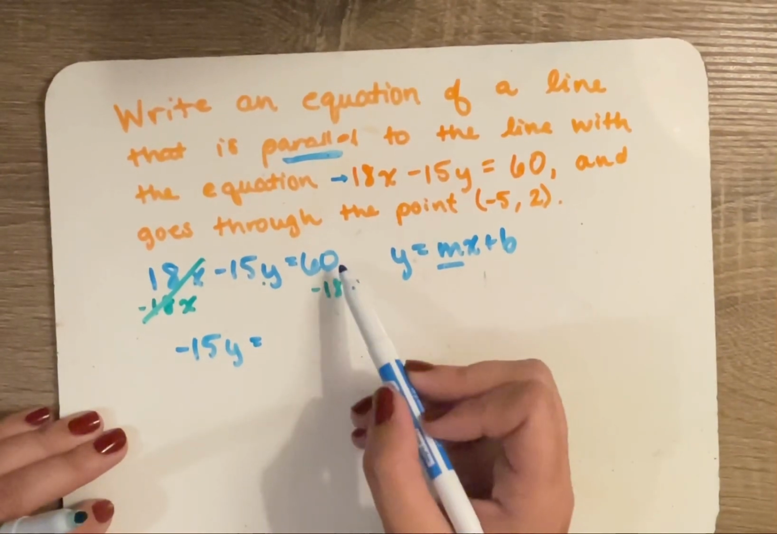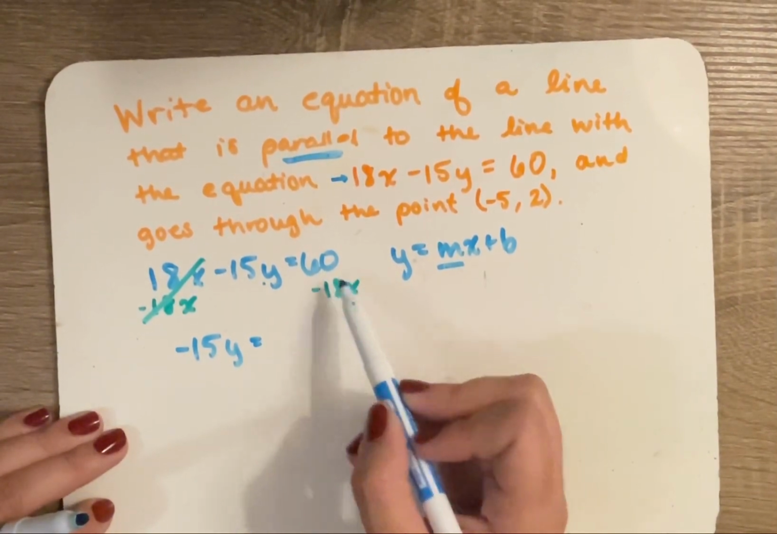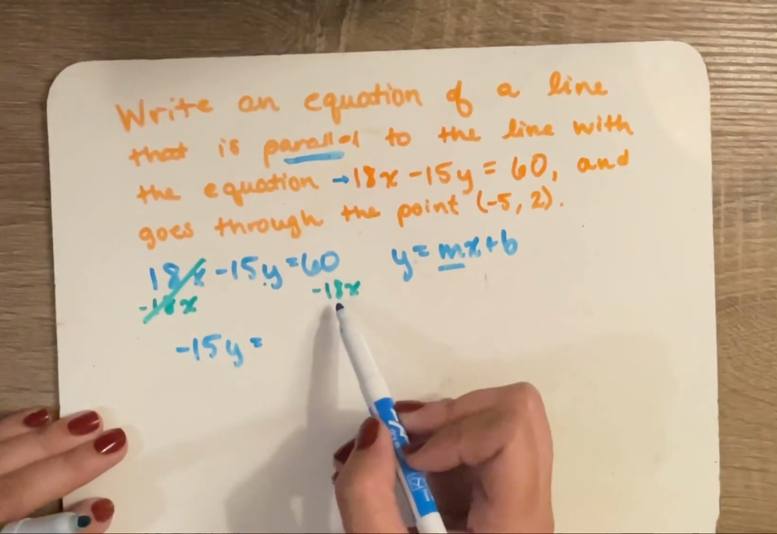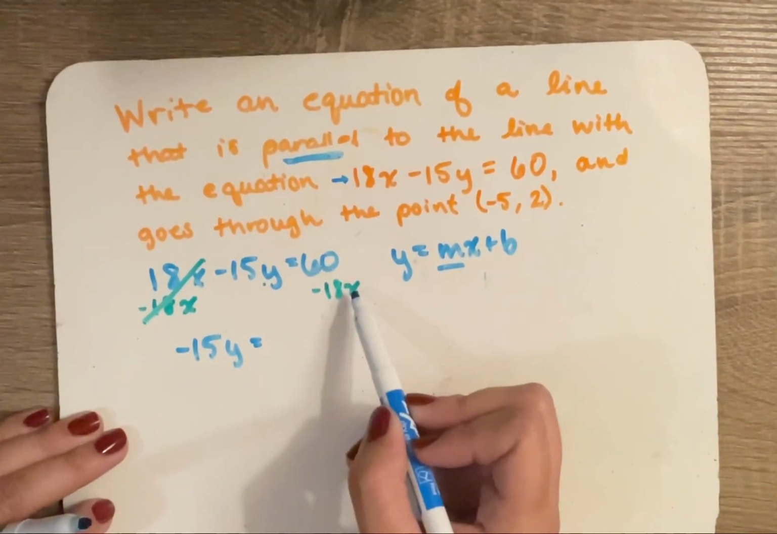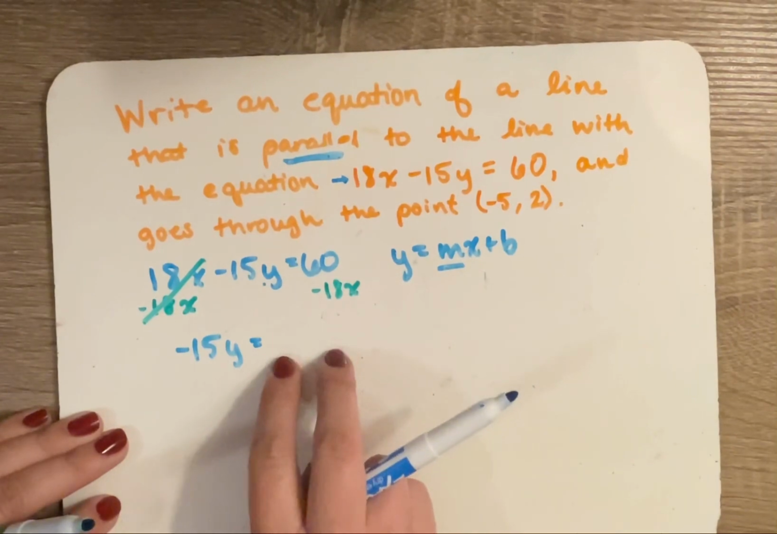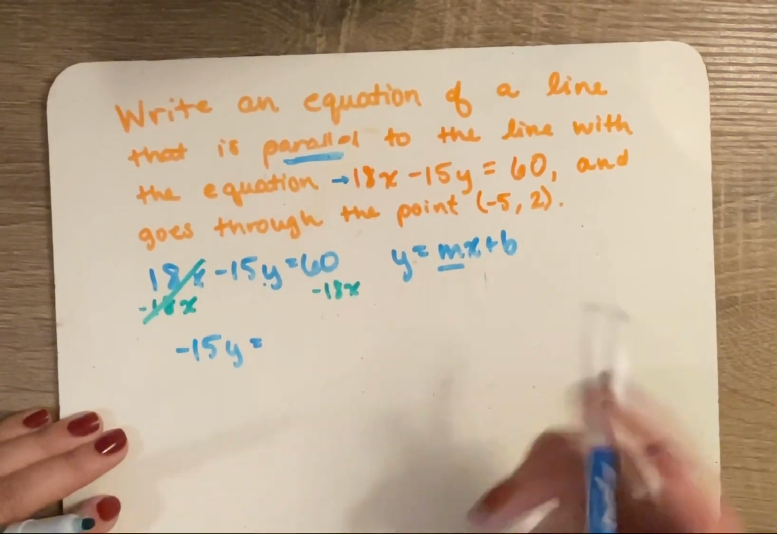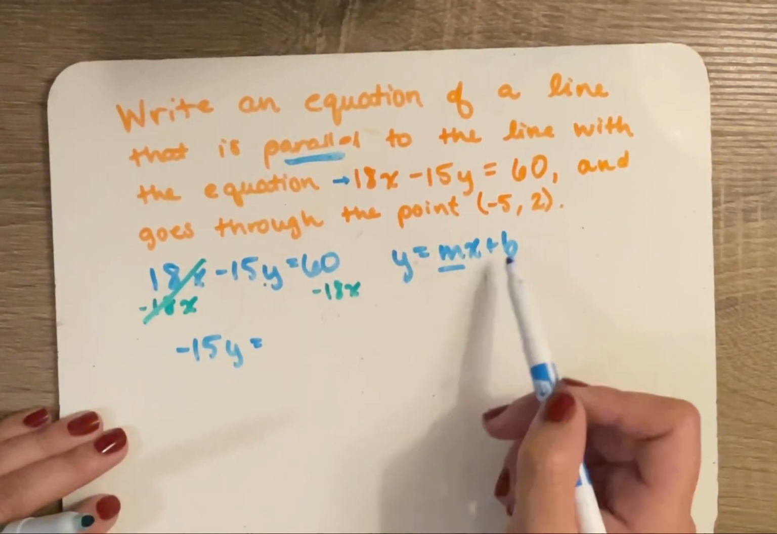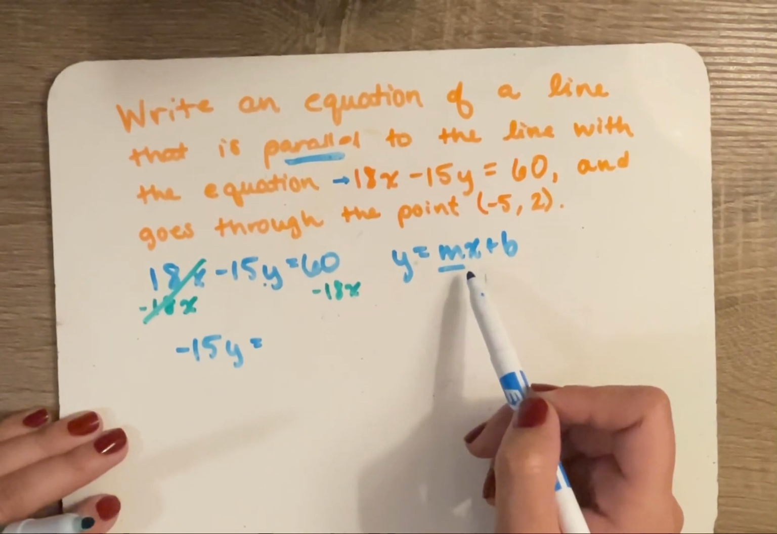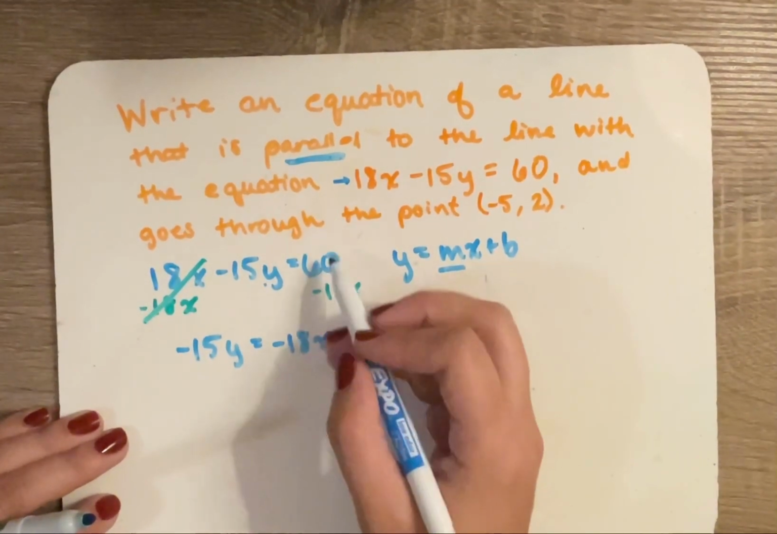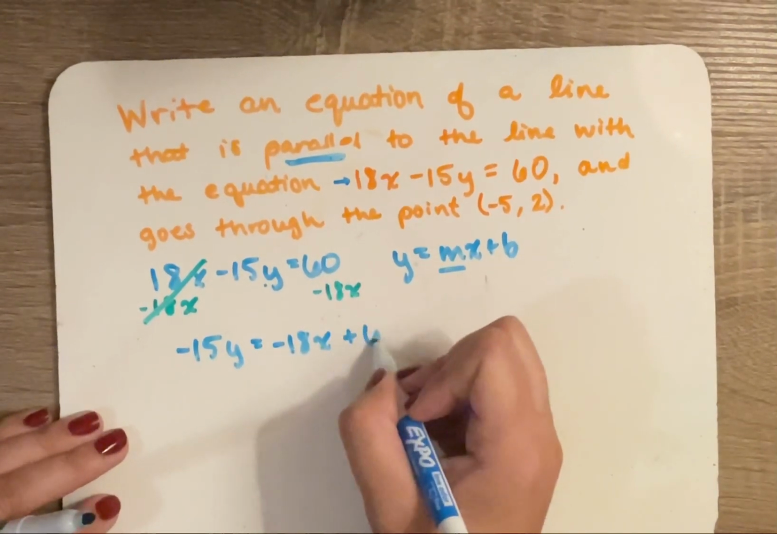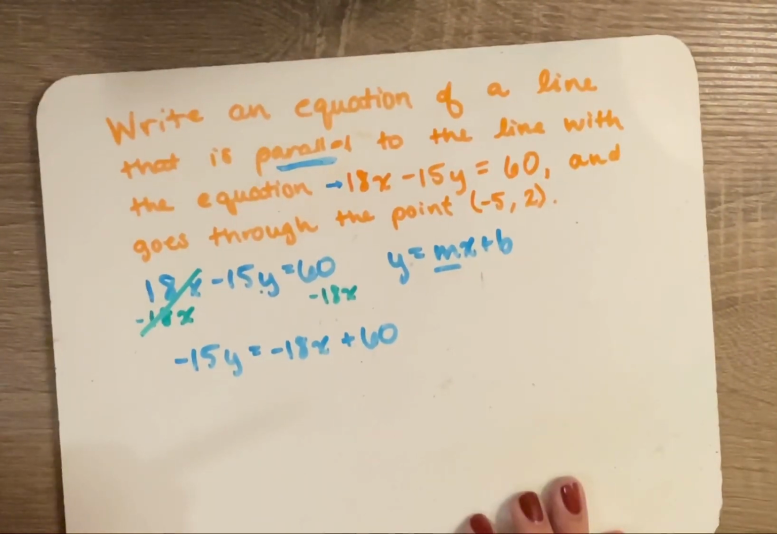On the right side, these are not like terms. 60 does not have a variable. -18x has a variable x, so I can't combine them. So instead, I'm just going to write them next to each other. And in order to match this format, I'm going to put the term with an x first. So this will be -18x. 60 was positive, so plus 60.